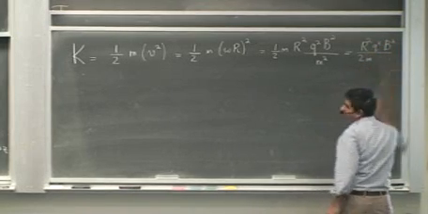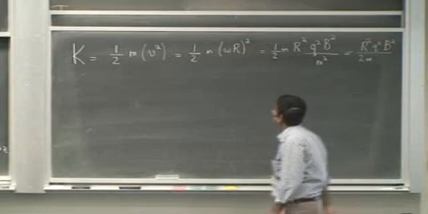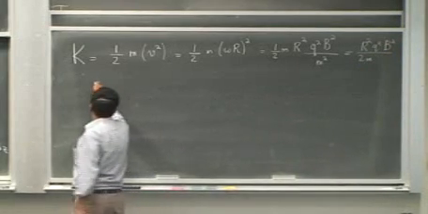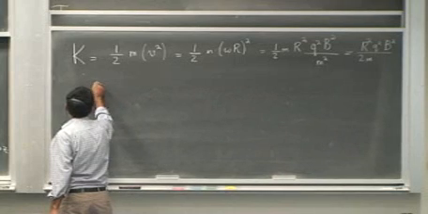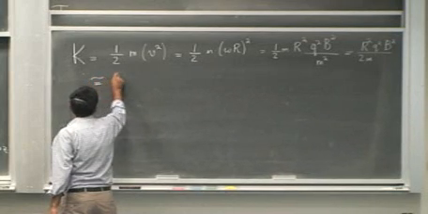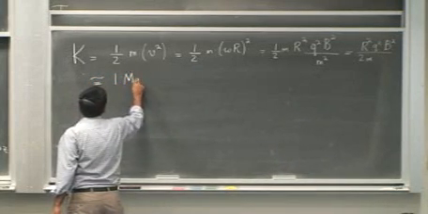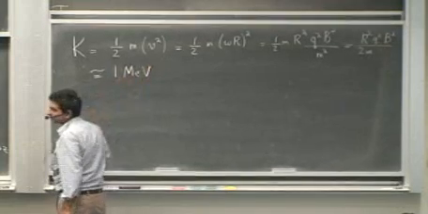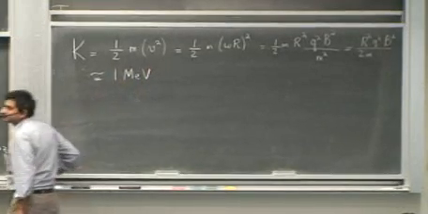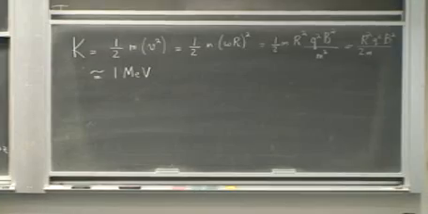Now r, everything is known. Okay, so this kinetic energy turns out to be almost 1 mega electron volt. Okay, 1 mega electron volt.